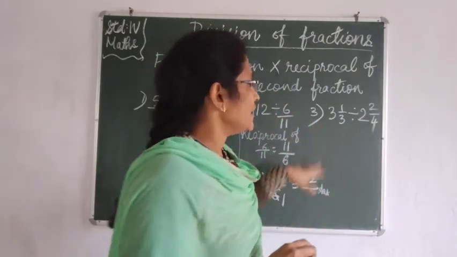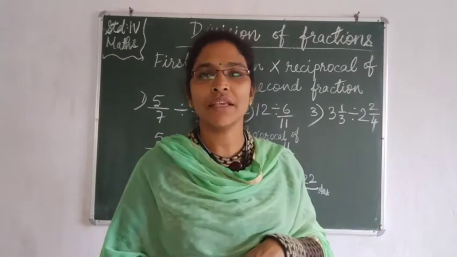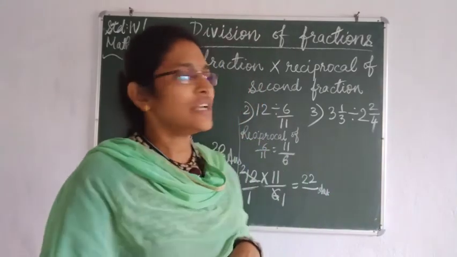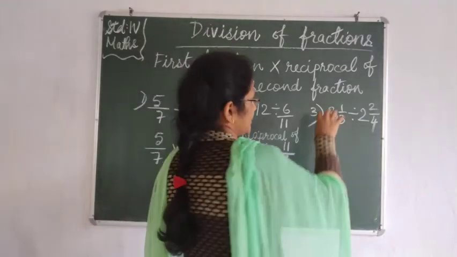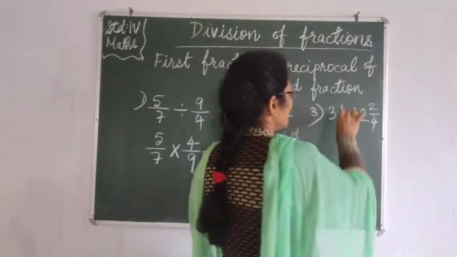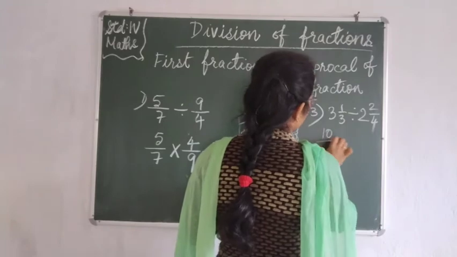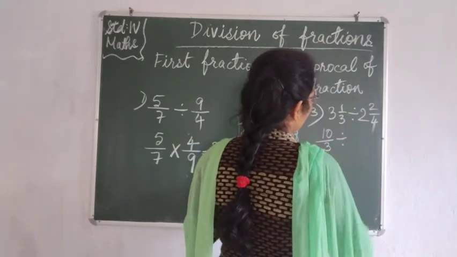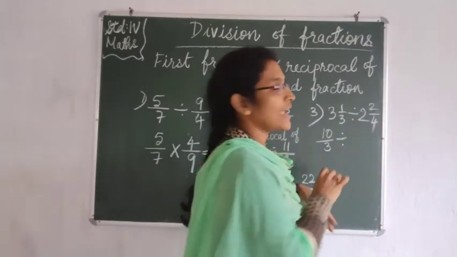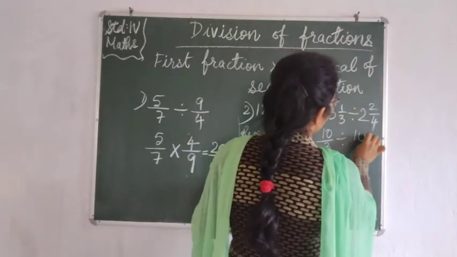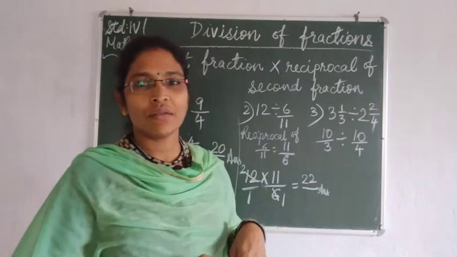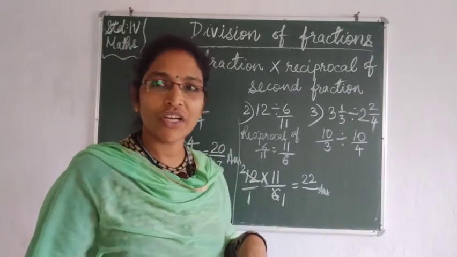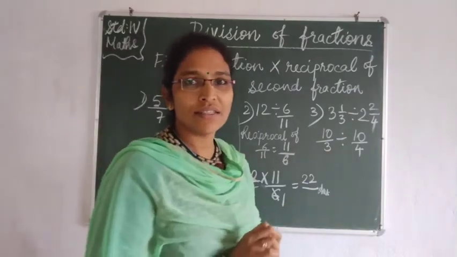Now next you can see both are mixed fractions. We will change these mixed fractions into improper fractions. 3 3s are 9 plus 1, 10. So 10 by 3, divided by 2 4s are 8, 8 plus 2, 10. 10 by 4. First we change the mixed fractions into improper fractions. Now we can change the sign.